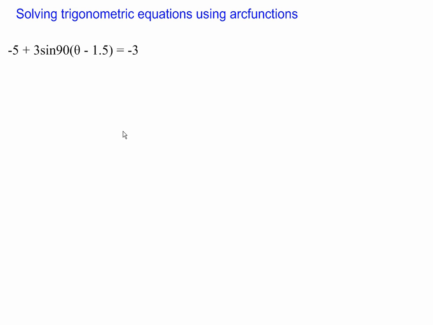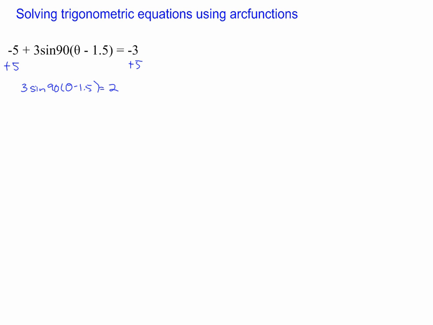In other words, I'm going to undo all of the operations that happen outside of the sine function. Okay, so this is just regular equation solving and just looks a little bit hairier. If I want to get this equation to look like sine blah blah blah equals a number, the first thing I want to do is get rid of this stuff over here. So the first thing I want to do is add 5, just like I would if I had negative 5 plus 3x equals negative 0.3. If I wanted to isolate x, the first thing I would do is add 5 to get rid of this negative 5 here. So let's do that. Okay, plus 5, and I get 3 sine 90 theta minus 1.5 equals 2.